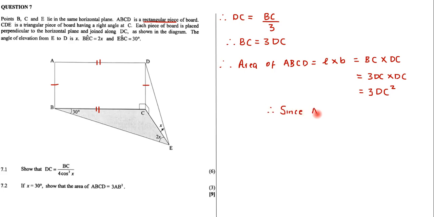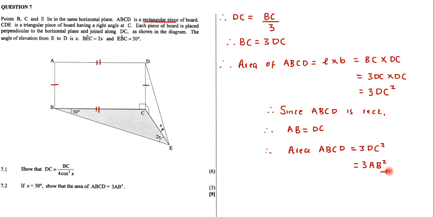So now, since ABCD is a rectangle, it means that AB is the same as DC. Therefore, the area of ABCD, because it was 3DC squared, we're going to change that into 3AB squared, and that is how we prove that the area of ABCD is 3AB squared.